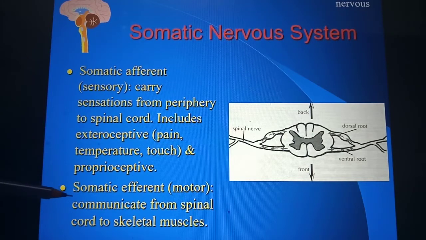Somatic or motor efferent nerves communicate from the spinal cord to the skeletal muscle.